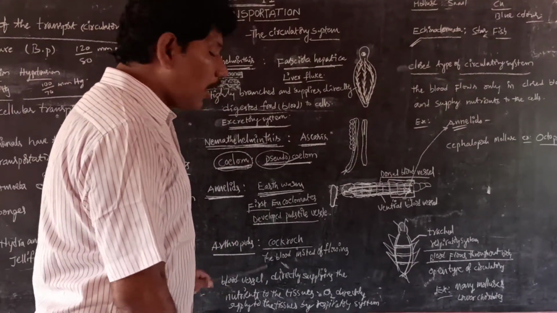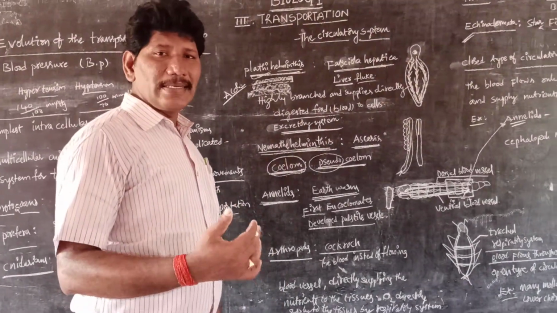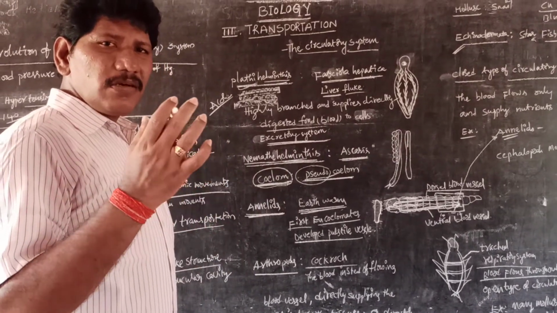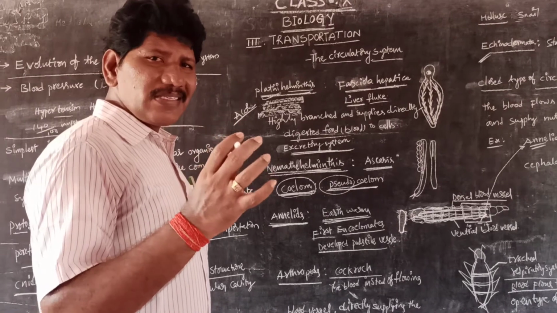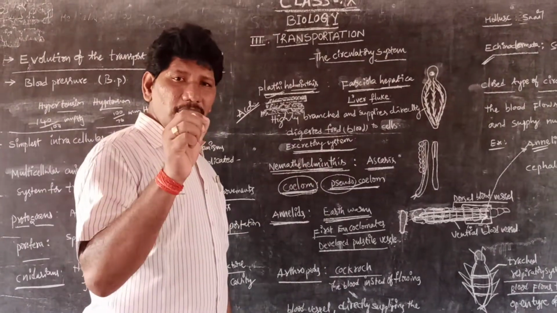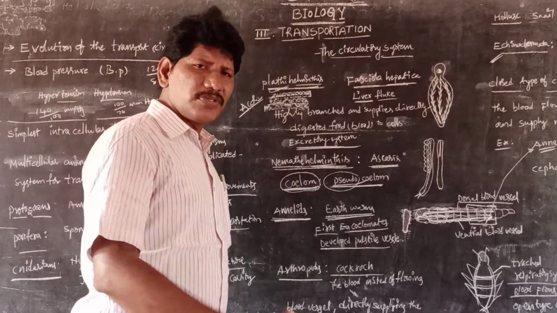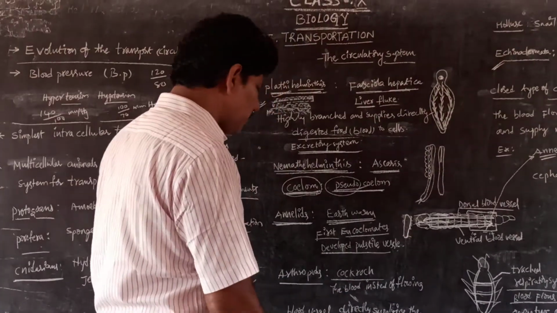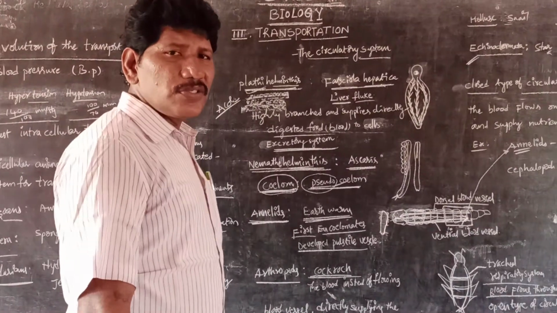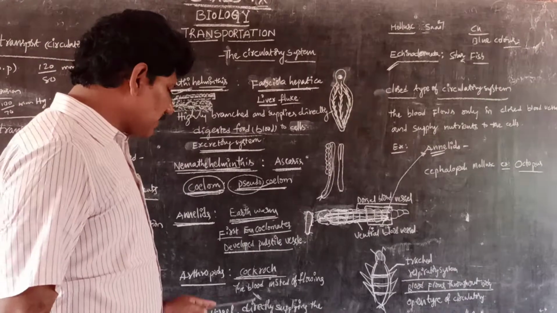Next, coming to the arthropods. Arthropods means joint legs: arthro means joint, pods means legs. This is the biggest phylum of the animal kingdom, because the class insects has the largest number of species in the entire world. For example, cockroaches, mosquitoes and so on come under the phylum Arthropoda. So let us come to the cockroach.